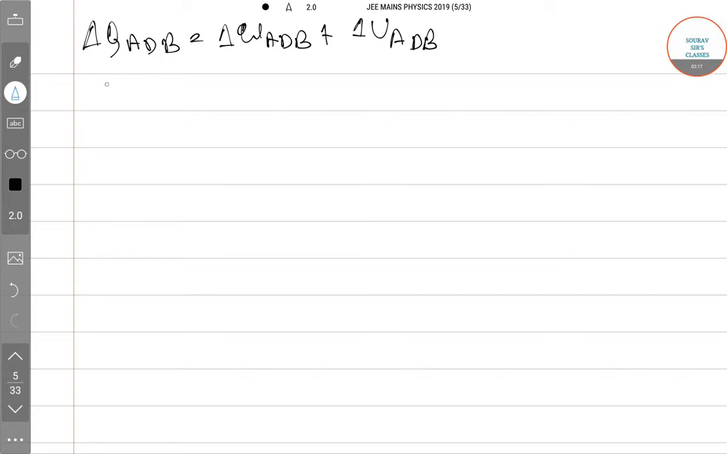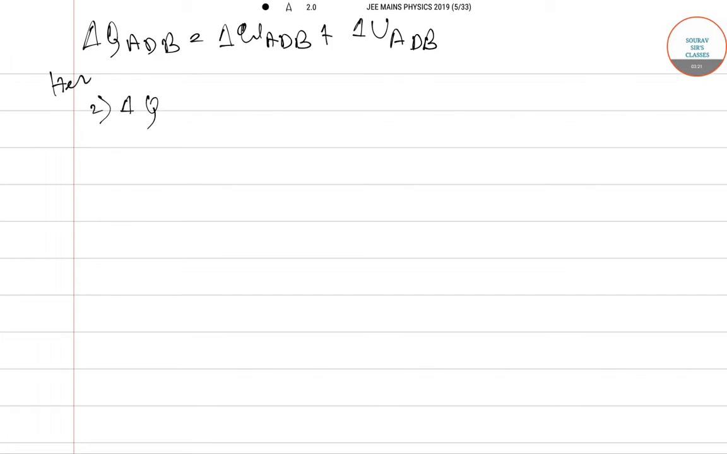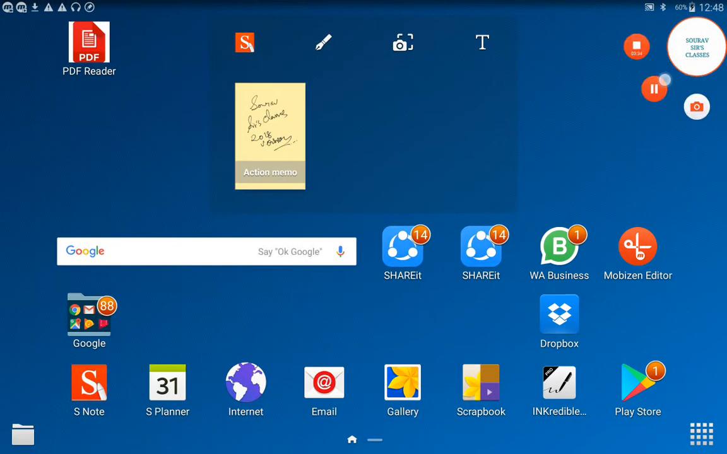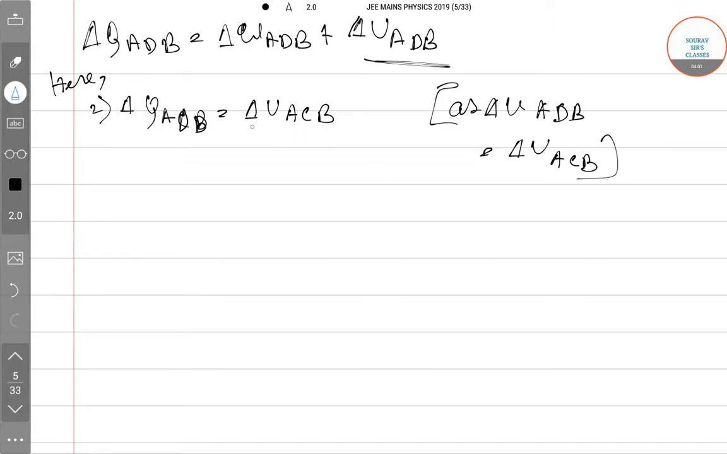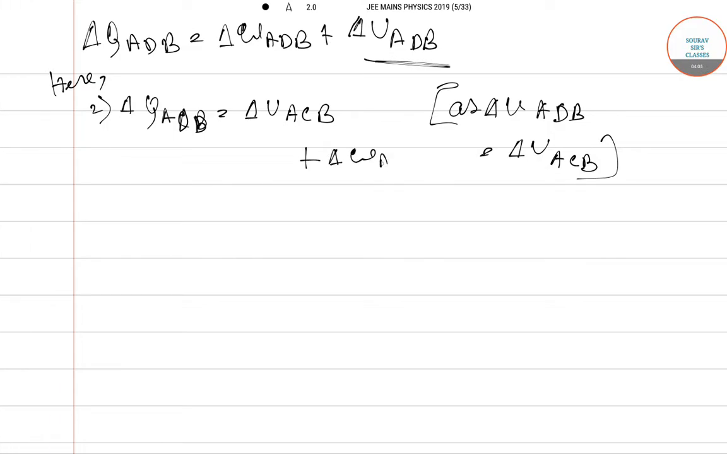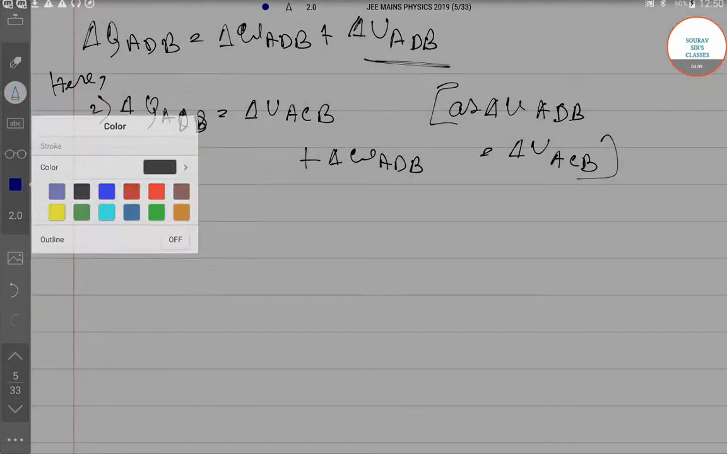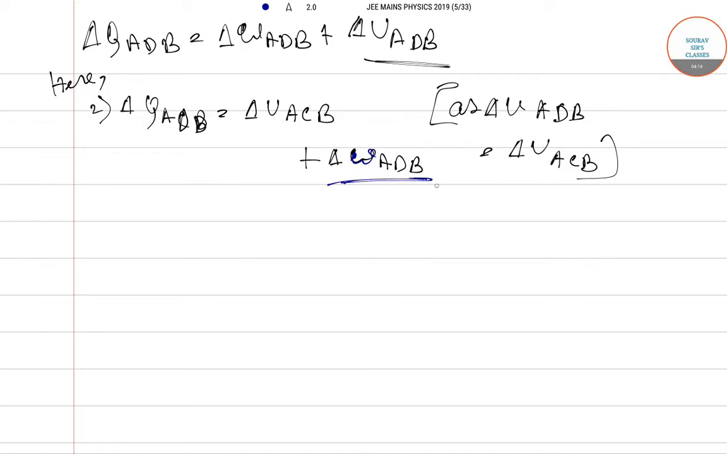So we can write delta U ADB is equal to delta U ACB. So we can write delta Q ADB equals delta U ACB plus delta W ADB. Delta W ADB is given. The work done in this ADB path is given, and this is 10 joule.